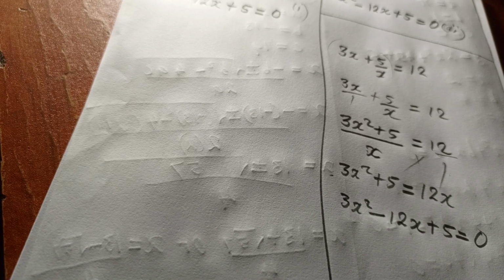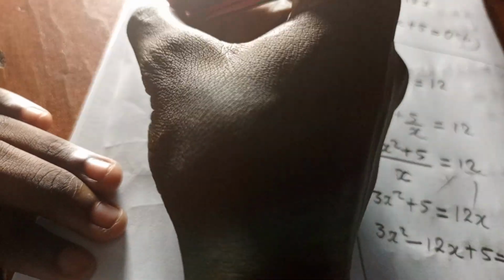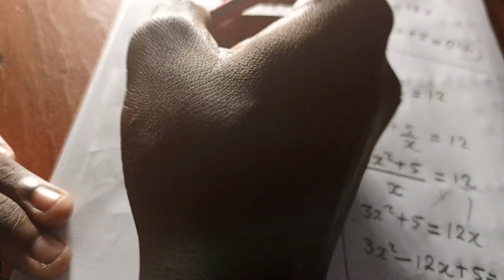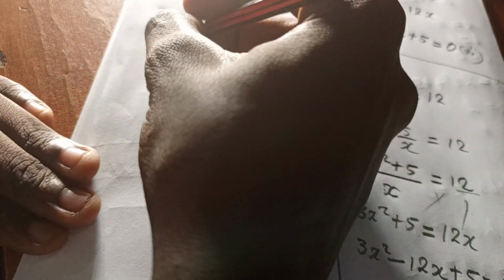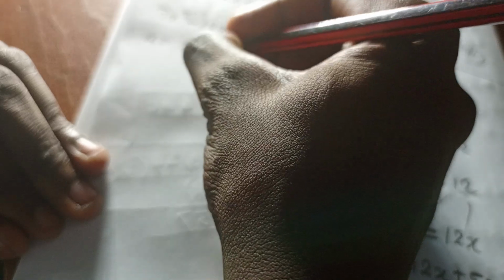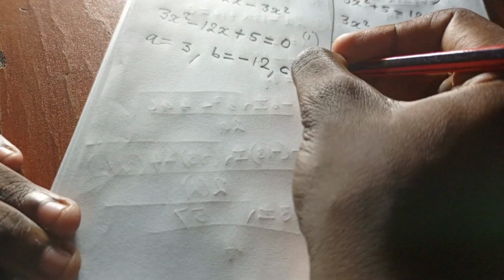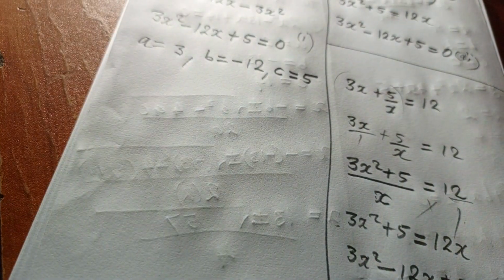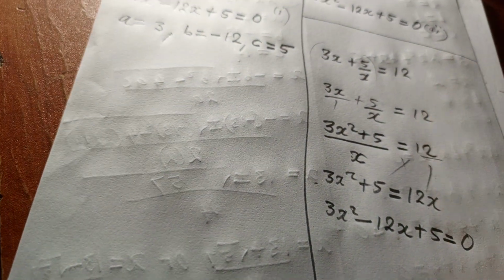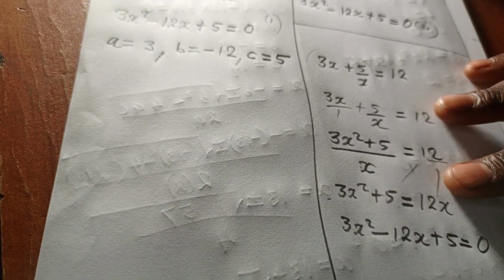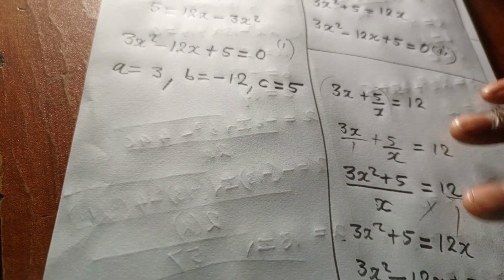Yeah. So now we have to identify our A, B, and C. So our A, as we said there, the x has to be the power 2. So our A is equal to 3. Then our B will be equal to negative 12. Mind you the signs, don't forget the signs. Then our C will be equal to 5.